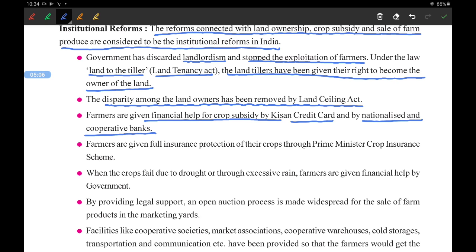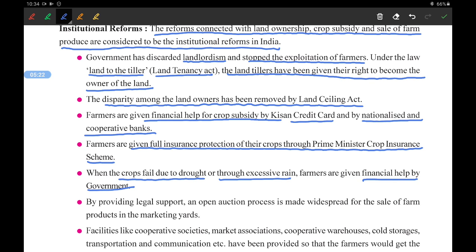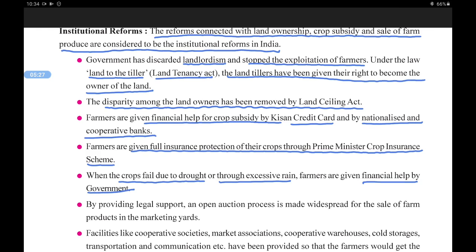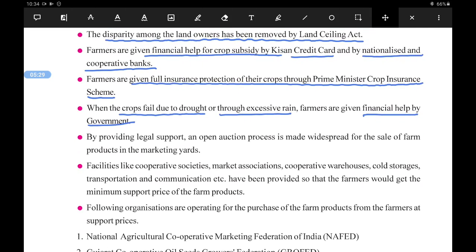Next, farmers are given full insurance protection of their crops through the Prime Minister Crop Insurance Scheme. Next, when the crop fails due to drought or excessive rain, farmers are given financial help by the government. So they are provided help by the government during times of trouble due to natural calamities.